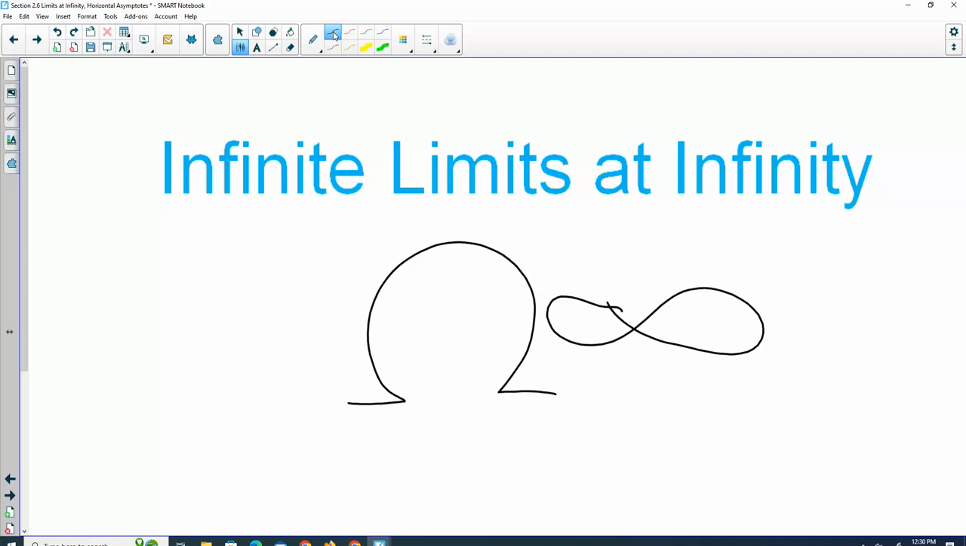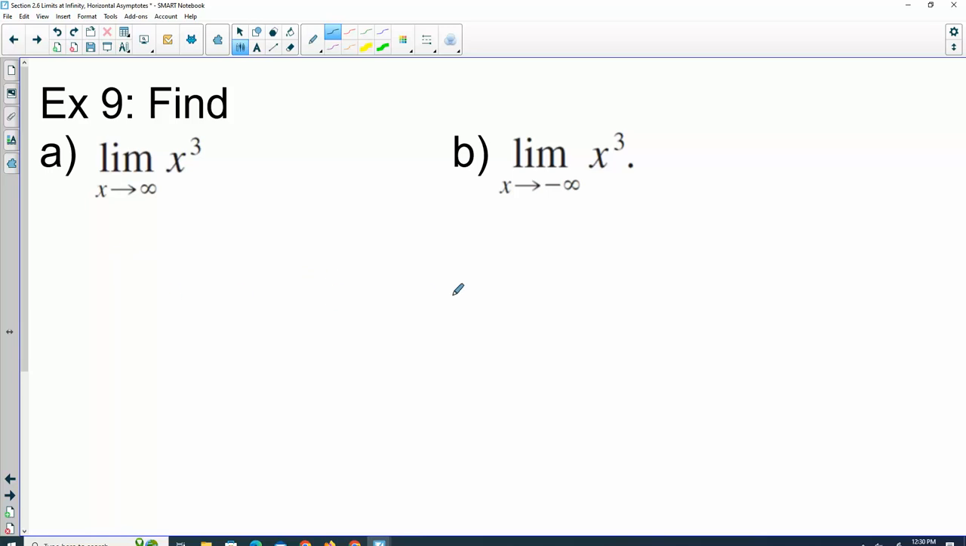So we ended yesterday doing a couple of weird examples, like the limit as x approaches negative infinity of e to the x and sine of x. I want to continue talking about these limits as we approach infinity and try to figure out what some of these things are equal to. If I wanted the limit as x approaches infinity of x cubed, what do you think that would be?